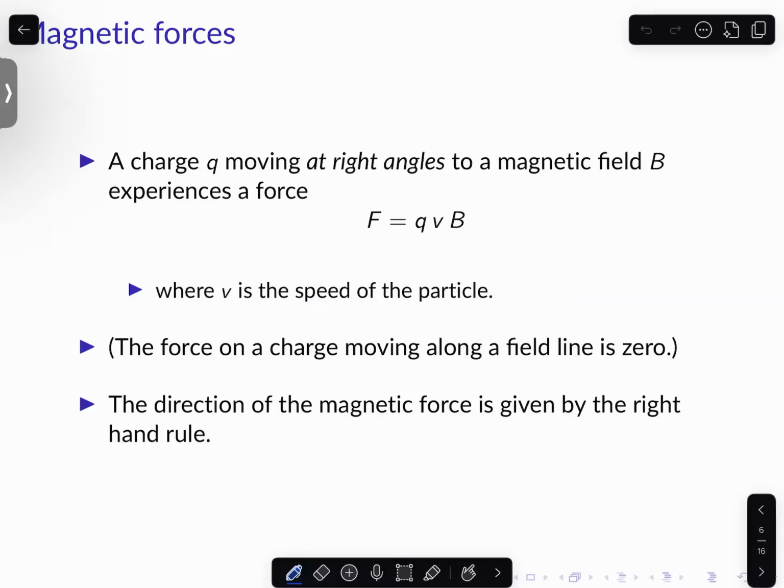If you go north or south in a field that points north or south, the force is 0. If you go along a field line in the direction of the field, if you are holding a compass and it says north is that way and you go that way, that magnet can't push on you.